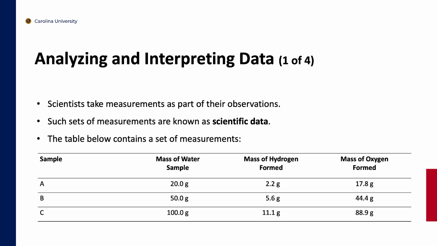Did you notice any patterns in the data? The first and easiest pattern to see is that the sum of the masses of oxygen and hydrogen always sums to the mass of the water sample. For example, for the first water sample, 2.2 grams of hydrogen and 17.8 grams of oxygen sum up to 20 grams of water. The same is true for the other samples as well. Recognizing relationships in the data is a skill that you will learn to develop throughout this course.